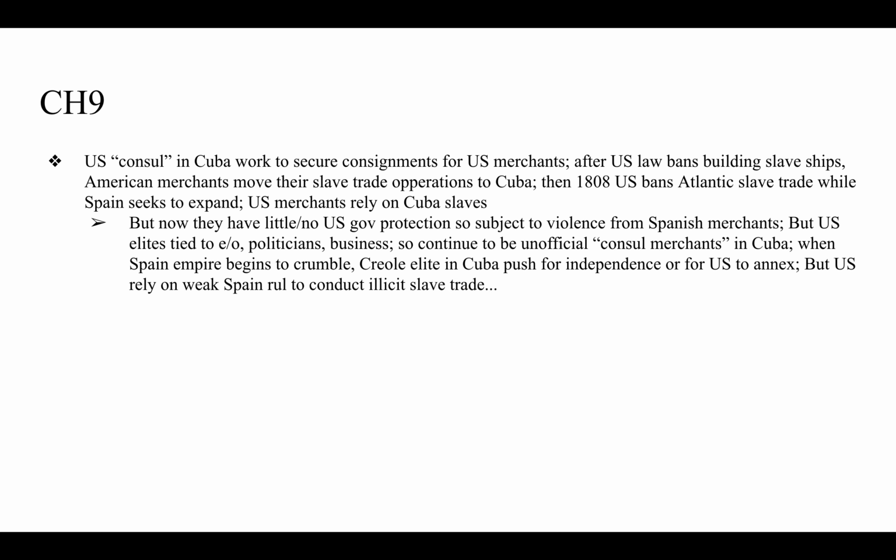U.S. merchants and planters in Cuba were subject to violence from Spanish merchants, but U.S. elites, such as politicians and businesses, were tied to each other, so they continued to be the unofficial consul merchants in Cuba. When the Spanish Empire began to crumble, the Creole elite in Cuba pushed for independence or for the U.S. to annex it, but the U.S. relied on weak Spanish rule to conduct the illicit slave trade. So it's a whole complex geopolitics going on here, but it's all about making money through the slave trade, basically.